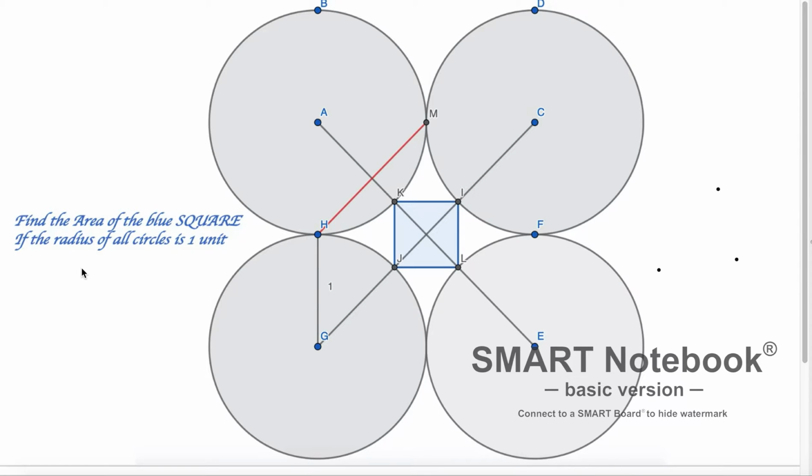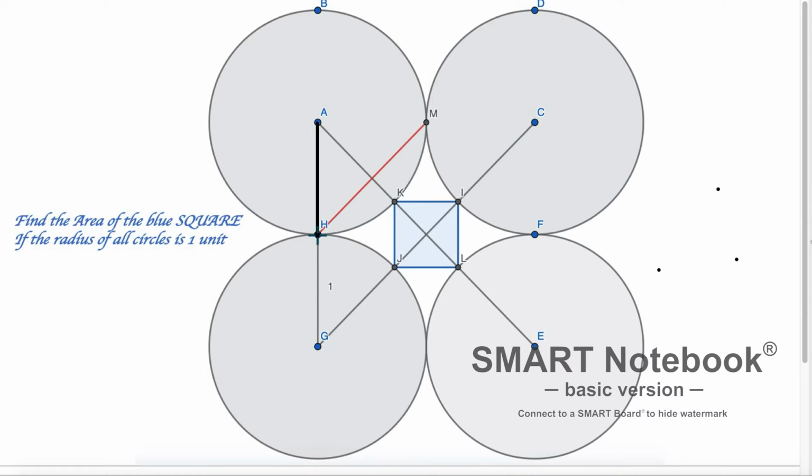If the radius of the circle is 1 unit. So all the circles have the same radius, 1 unit. Let me take here one. Let me draw the segment from A to H.